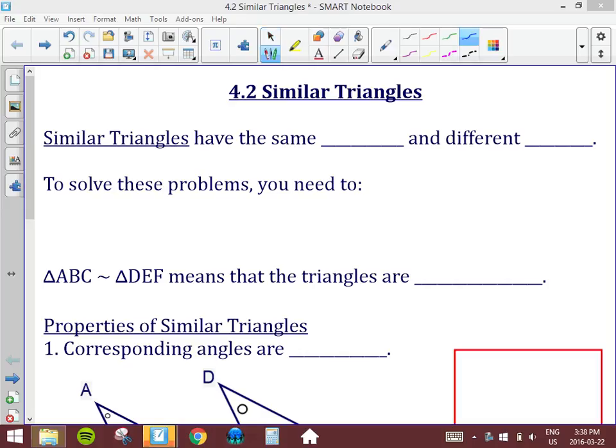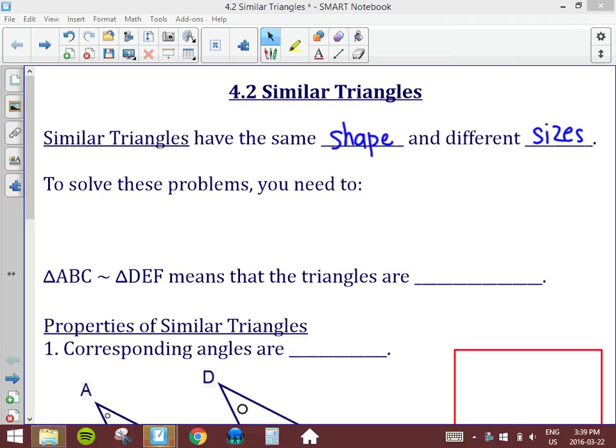For the next lesson in this unit, we're going to be taking a look at similar triangles. Similar triangles have the same shape and different sizes. You can think of this kind of like taking a photograph of a person. In real life and in the photograph, they have the same shape, but they have different sizes.